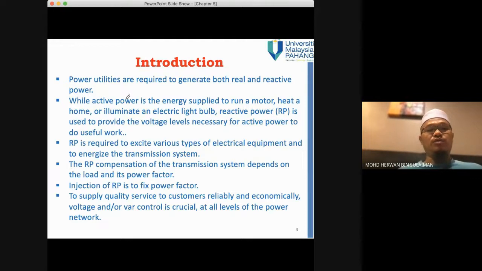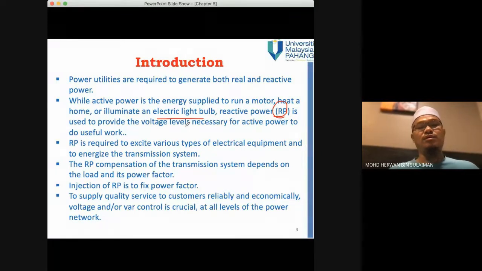So power utilities are required to generate both real and reactive power, so this we know already. While active power is energy supplied to run a motor, heat a home, or illuminate the electric light bulbs, the reactive power is used to provide the voltage level necessary for active power to do the useful work. So basically, the reactive power ni dia more related to the voltage sensitivity, even though dia adalah imaginary punya value kan, so that's why you punya S, remember you punya S equals to P plus jQ, right? So your Q is j.